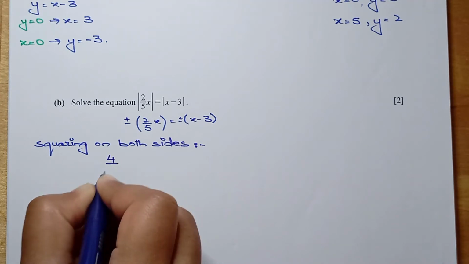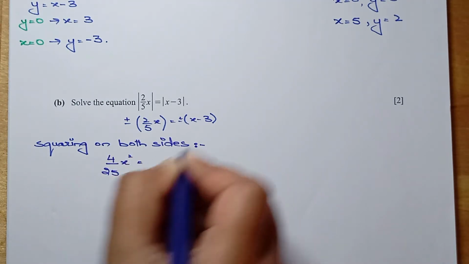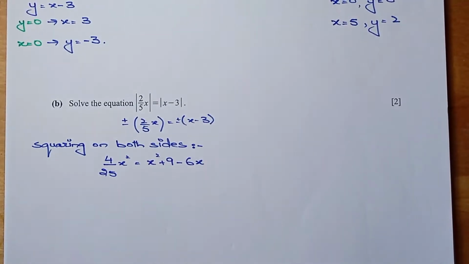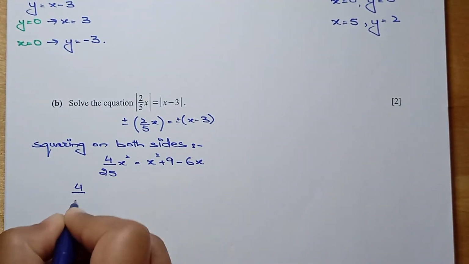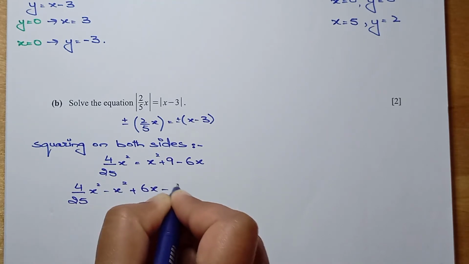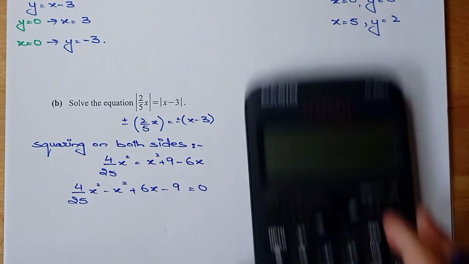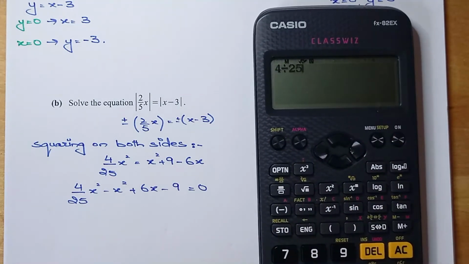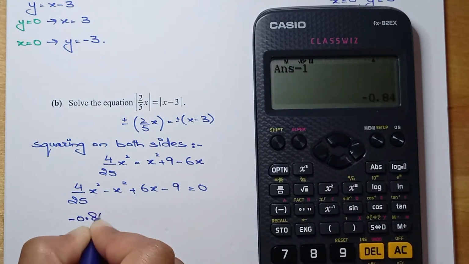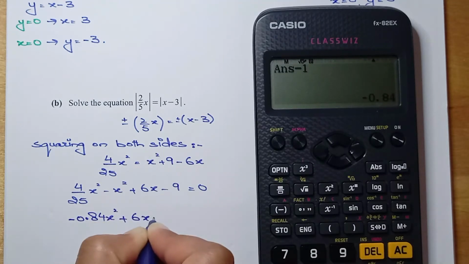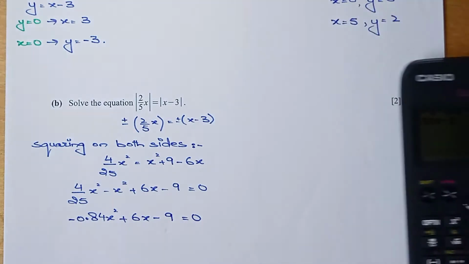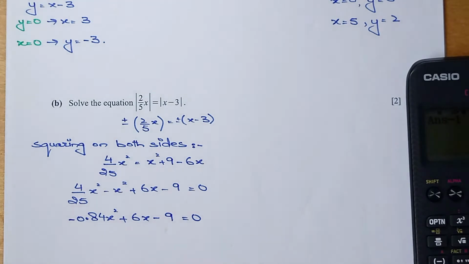So this is 4 by 25 x square, and this is x square plus 9 minus 6x. Okay, so we have 4 by 25 x square minus x square plus 6x minus 9 equals 0. So what is 4 by 25 minus 1? Minus 0.84. So minus 0.84 x square plus 6x minus 9 equals 0. Now we have a quadratic equation. We can solve it by using the quadratic formula.